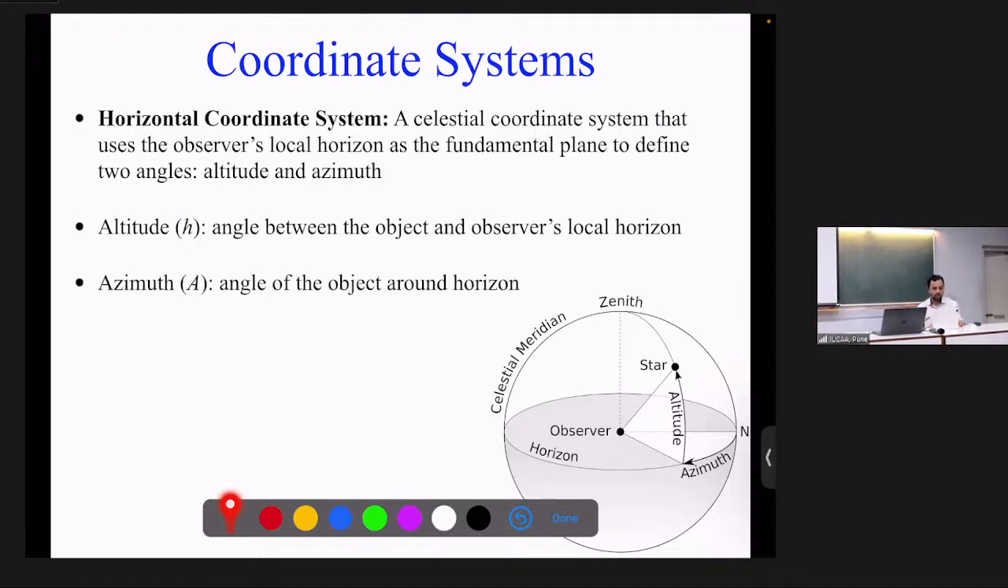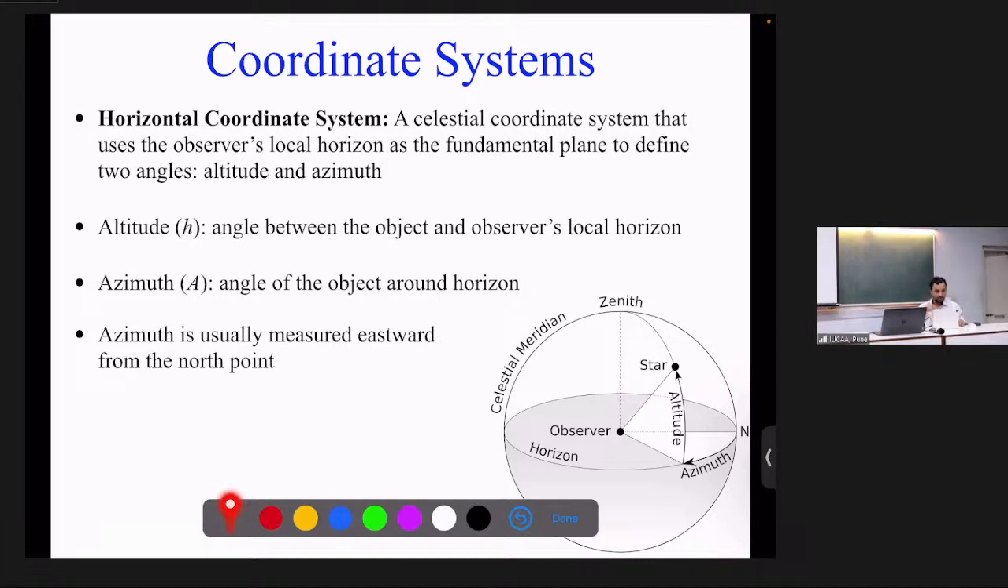Azimuth is the angle of the object around the horizon. Now I am telling you that in this horizontal plane, I will use some point as 0. You can choose anywhere. Fine. So what is the angle of this object with respect to this 0? This I am calling azimuth. So you can pick any object somewhere random, and all you need is this angle and this angle. Okay? You understood this logic?